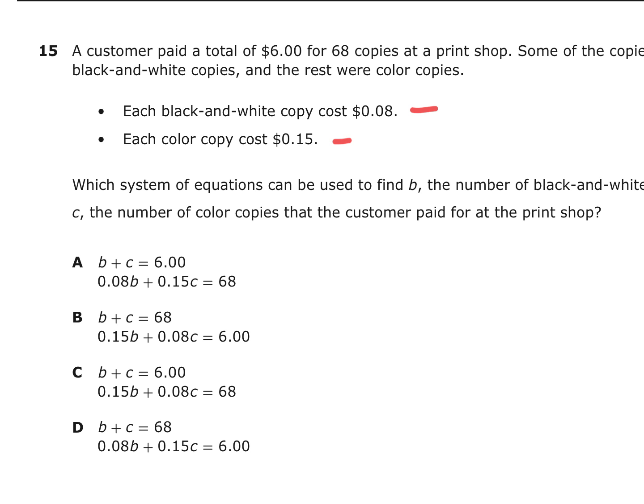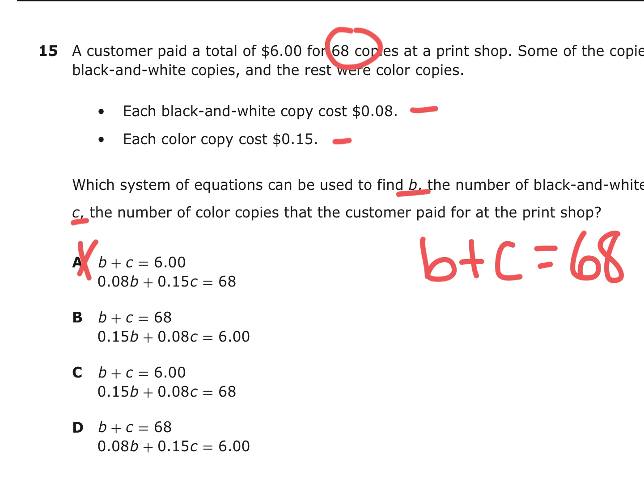So how many copies were there total? Well, there's 68 total copies, and so that means that B plus C has to be 68. Okay, and so here it says B plus C is 6, so I don't think it could be that one. And answer C also says B plus 6 equals 6. I don't think it could be that one. And so, but we do know that it's B plus C is 68, so it could be answer B or answer D. So it depends on how much they're worth.